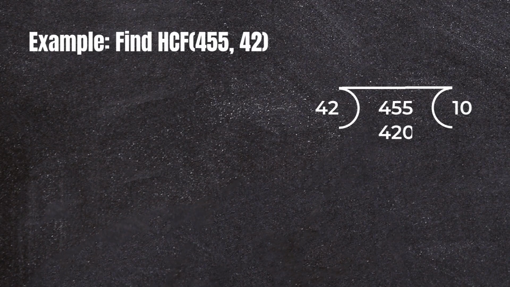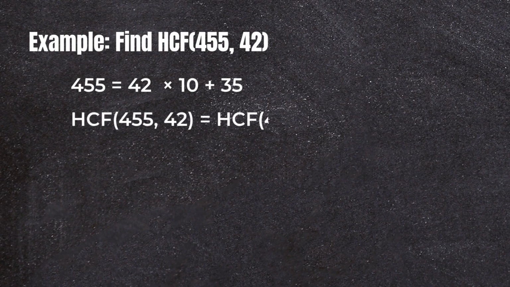Let's put this into practice. We'll find the HCF of 455 and 42 using this. Step 1. Divide 455 by 42. The quotient is 10 and remainder 35. So 455 equals 42 times 10 plus 35. The HCF of 455 and 42 equals the HCF of 42 and 35. That's why we move to the next pair, 42 and 35.